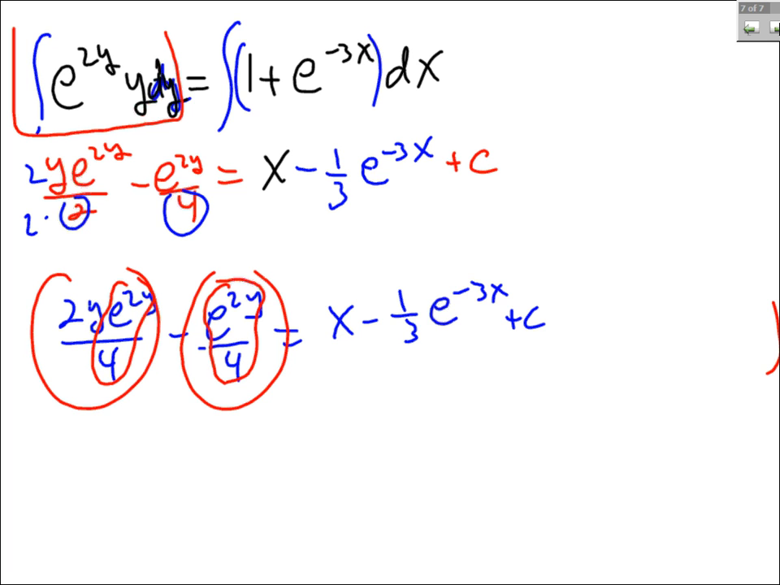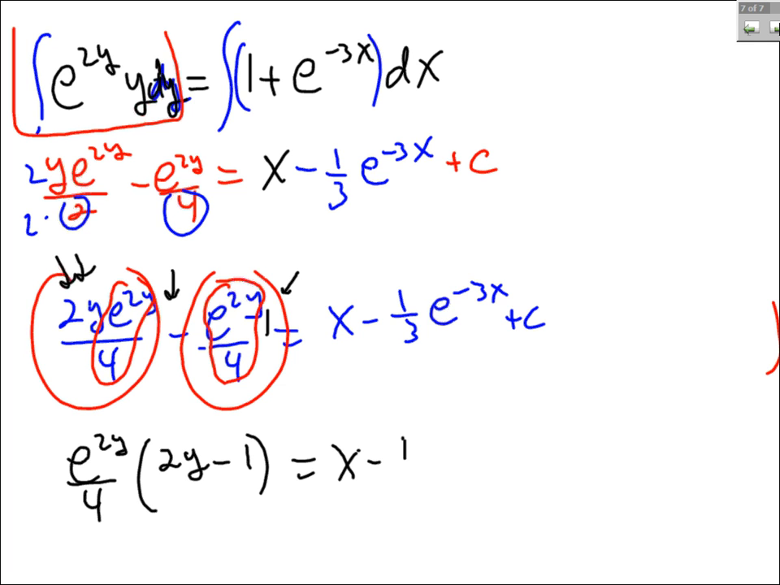And whenever everything's common in one of those terms, there's always a 1. So I can factor out what's common, and then I write down literally everything that I didn't circle. 2y, the 2, the y, the minus, and the 1. X minus the third e to the negative 3x plus 3. Now, no way do I see how you're going to solve for y here.